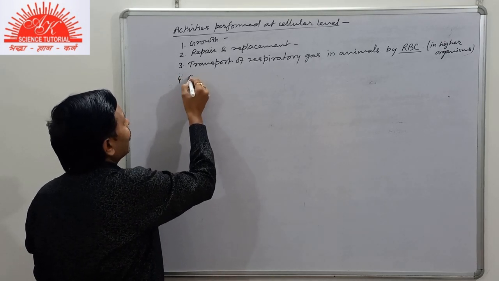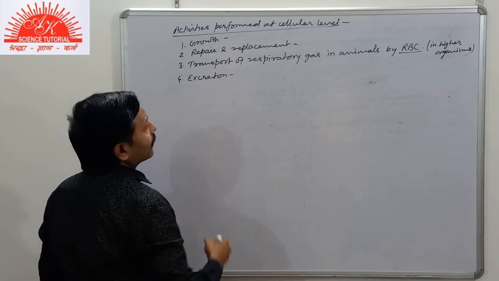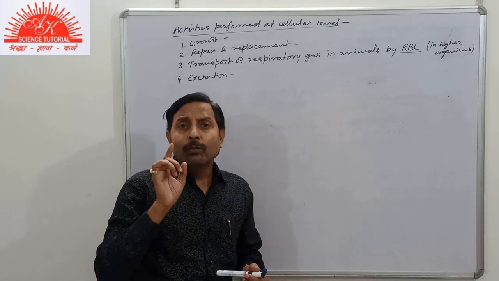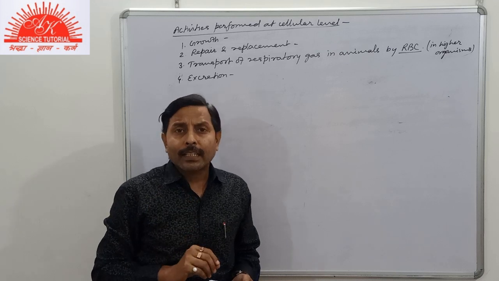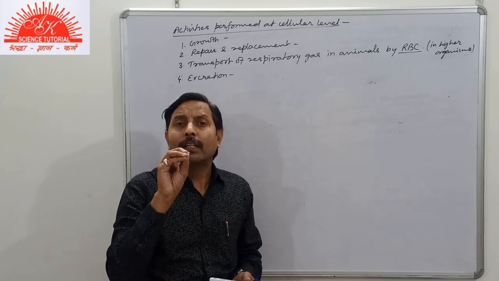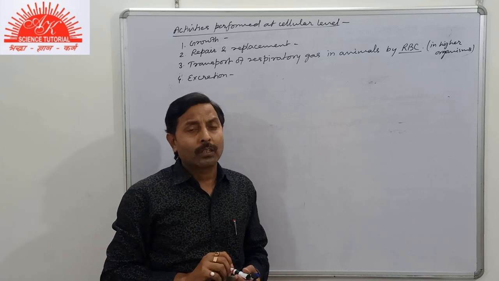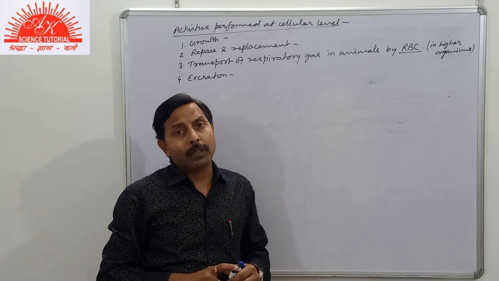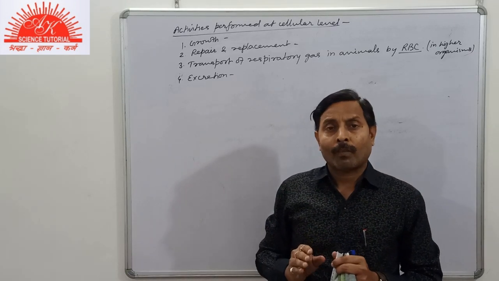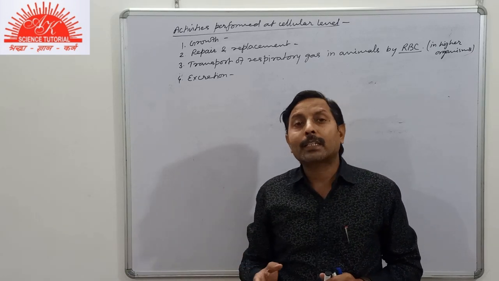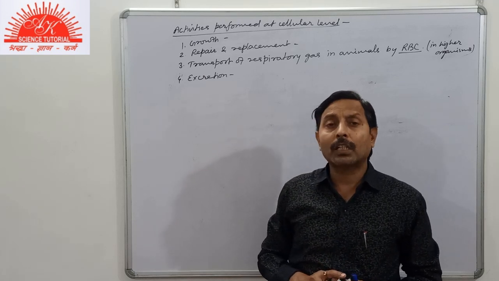Fourth, excretion. In unicellular organism like amoeba, the excretion takes place with the help of contractile vacuole, which is discharged outward. So excretion also takes place. Even in higher organisms, in kidney, the filtration of blood takes place by nephron, which is a single structure.